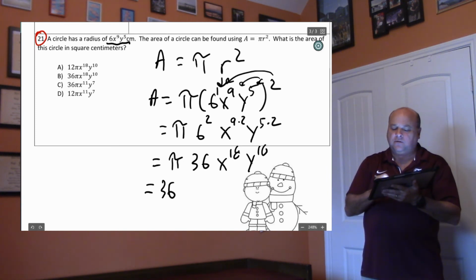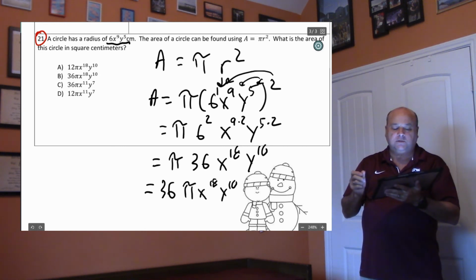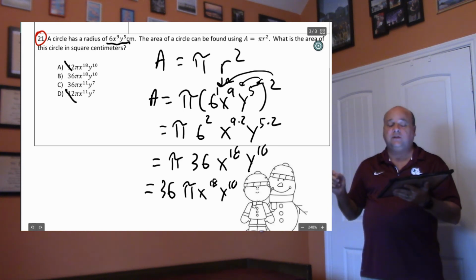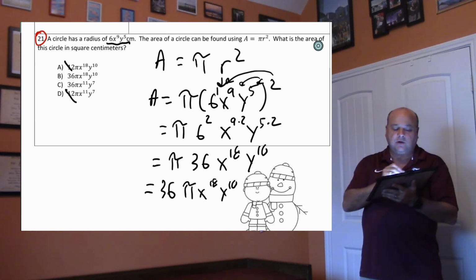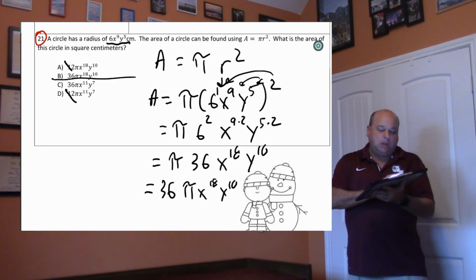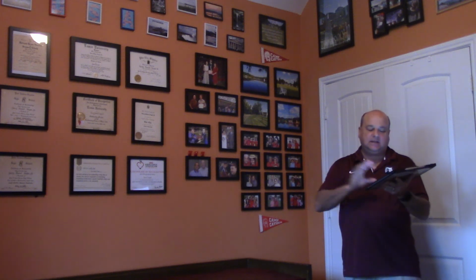So it's going to turn into 36 pi x to the 18, y to the 10, which matches up to, notice this one and this one's wrong because it doesn't have 36, right? So the only one that's going to work is right here, okay? Have a blast finishing this up. This is going to be a hard concept.